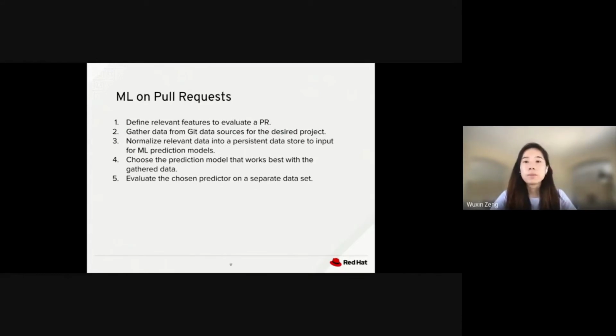As developers, we work on large projects that have constant flows of pull requests. We can apply machine learning to explore a model to filter out unwanted PRs. To make predictions about PRs, we need to create a model for the predictor. So the steps for creating a predictor are: define relevant features, gather data from data sources, do some data normalizations, train the models, choose the best model, and lastly, evaluate the chosen predictor.